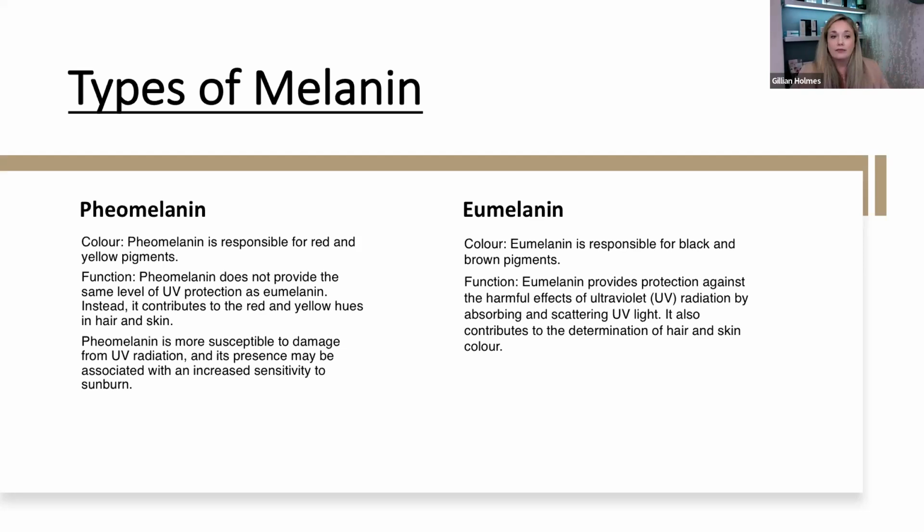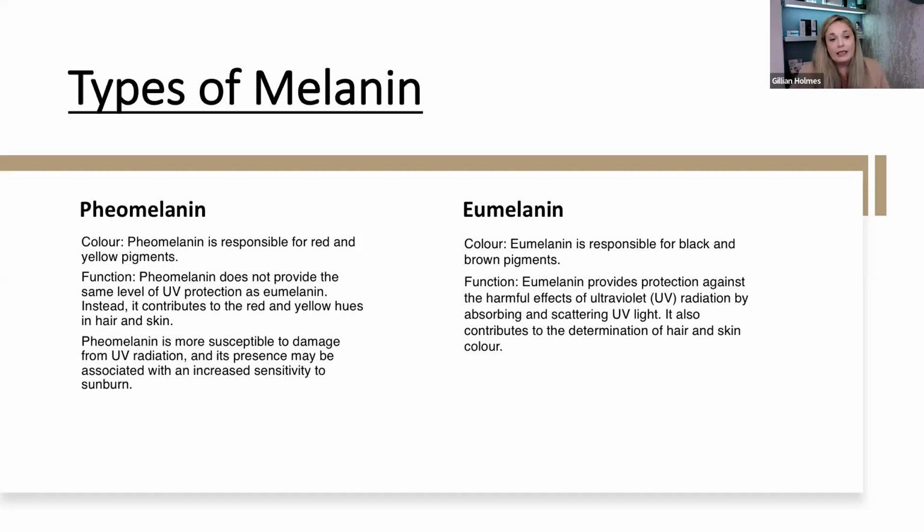So looking at pheomelanin, as I've mentioned, it is more responsible for red and yellow pigments. Therefore, with your lighter Fitzpatrick skin types 1 and 2, that is why they are more prone to red hair. The function of pheomelanin, it doesn't provide the same level of UV protection as eumelanin does. So for those darker skin Fitzpatricks, especially your 5 and 6, they do get some natural skin protection from UV. However, as I say so many times, SPF, sun protection should be worn every single day, regardless of skin type, regardless of Fitzpatrick.